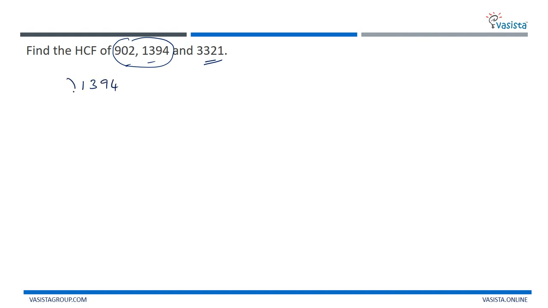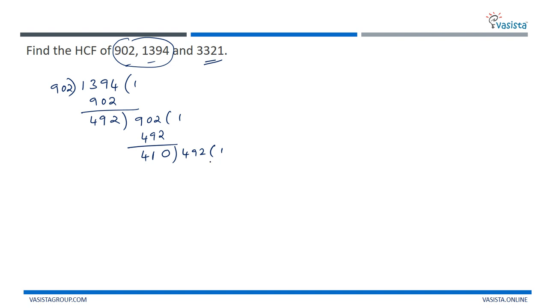1394 divided by 902. 902 ones are 902. 4 minus 2 is 2, 9 minus 0 is 9, 13 minus 9 is 4, right. 492, 902. Again ones are 492. 2 minus 2 is 0, 10 minus 9 is 1, 8 minus 4 is 4, 492. Again ones are 410, so we get 2, 9 minus 1 is 8.